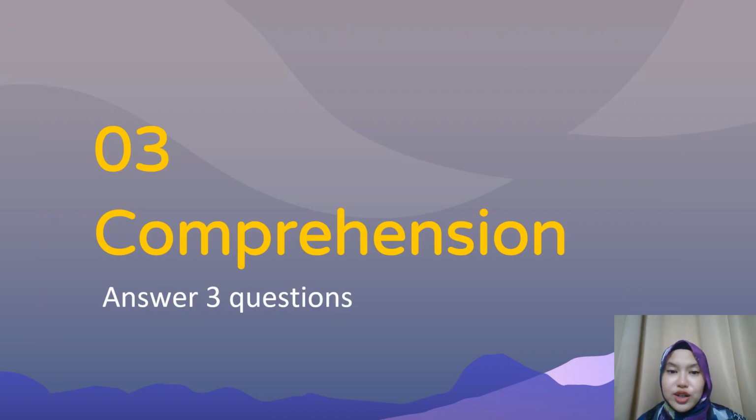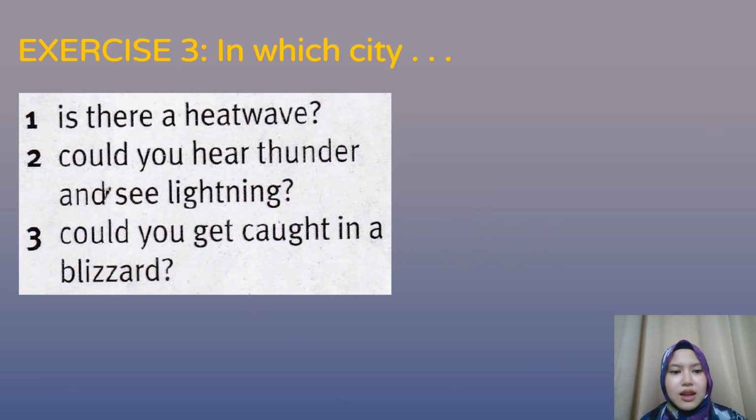Now, exercise 3. This one is also quite easy, very simple. There are only 3 questions. Okay, let's look at the question. It says, in which city is there a heat wave? Dekat tempat mana yang ada heat wave? Apa tu heat wave tadi dia cakap? Gelombang haba. So, dekat mana?